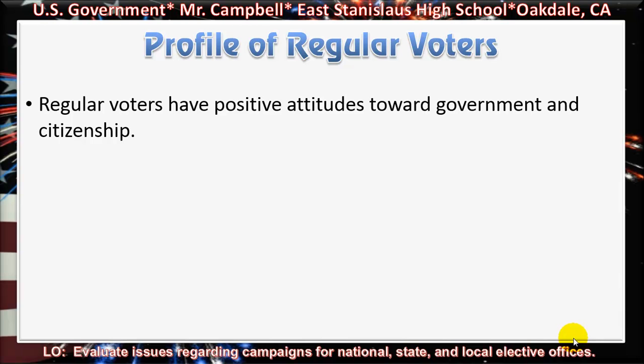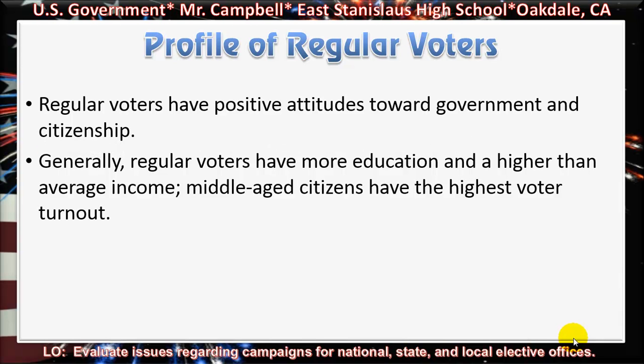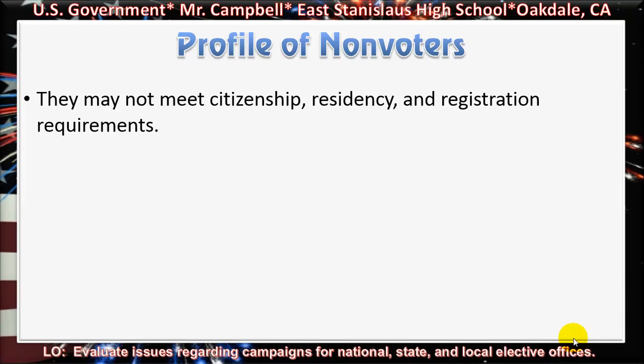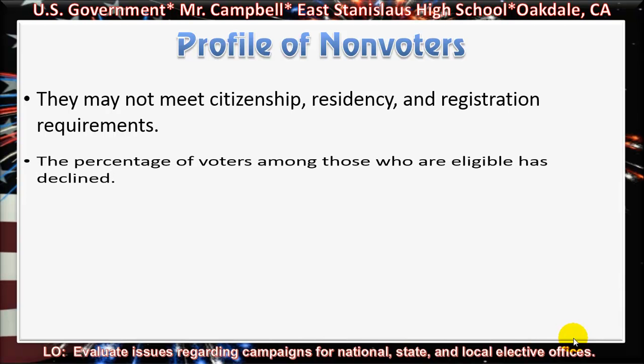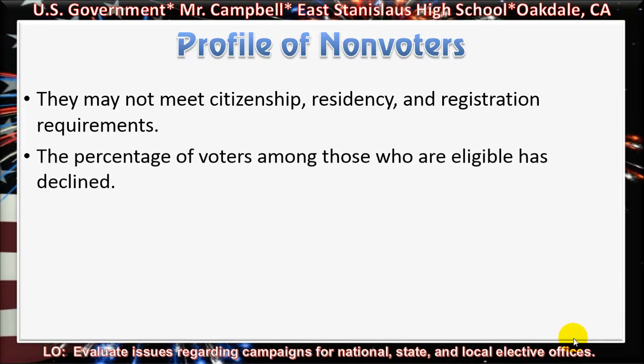The profile of regular voters. Regular voters have positive attitudes towards government and citizenship. Generally, regular voters have more education and a higher than average income. Middle-aged citizens have the highest voter turnout. The profile of non-voters. They may not meet citizenship, residency, and registration requirements. The percentage of voters among those who are eligible has declined.